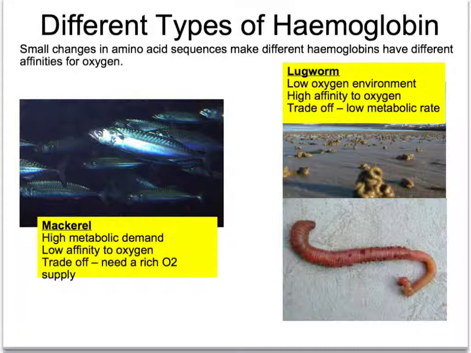But on the flip side, it doesn't let go of it as readily. So the trade-off is it's going to have a low metabolic rate. Yes, it can live in low oxygen environments, but the downside is it can't have a high metabolic demand. It can't be busy, moving, keeping warm, etc. It needs to keep demands on metabolism down to a minimum because its hemoglobin does not let go of its oxygen very readily due to the fact that it's got a high affinity.